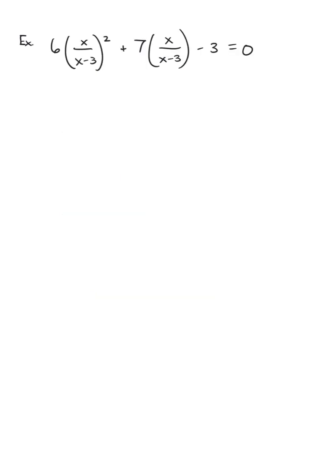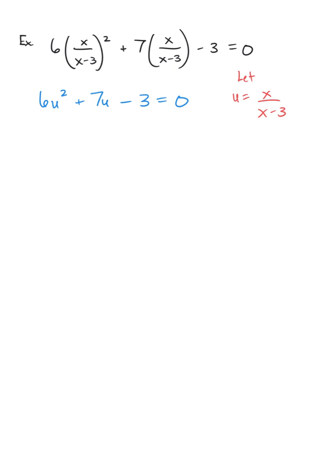All right, now this is a little different, but what I'm going to do is I'm going to make this an easier problem. So I'm going to say let u equal x over x minus 3. Because notice, it's exactly the same. Because if I can make it look more like a trinomial, I want to do that. So when I do that, then I end up with 6u squared plus 7u minus 3 is equal to 0.